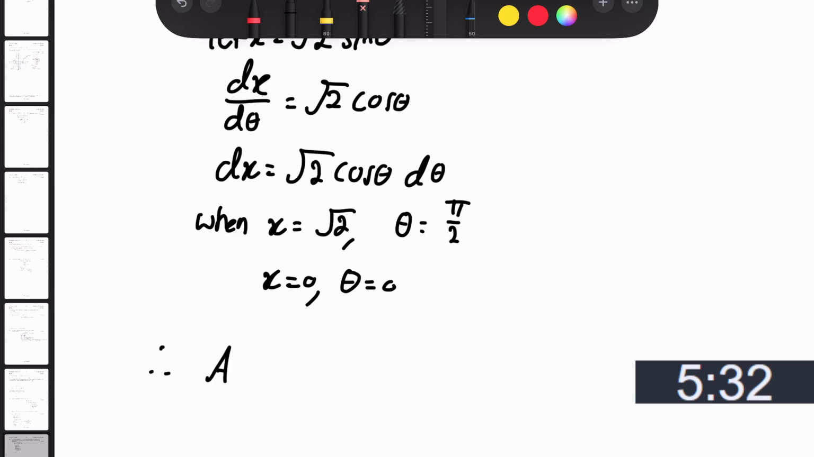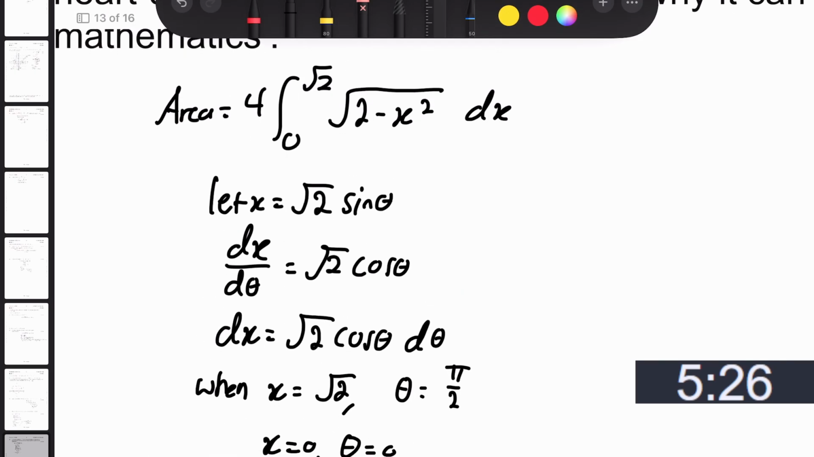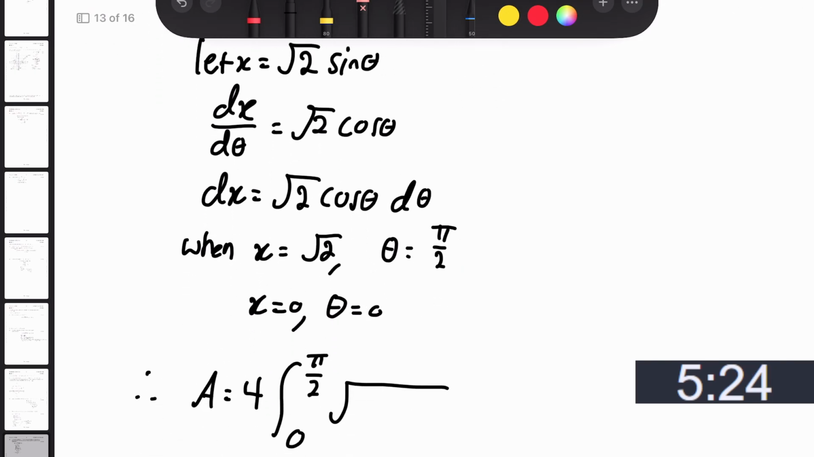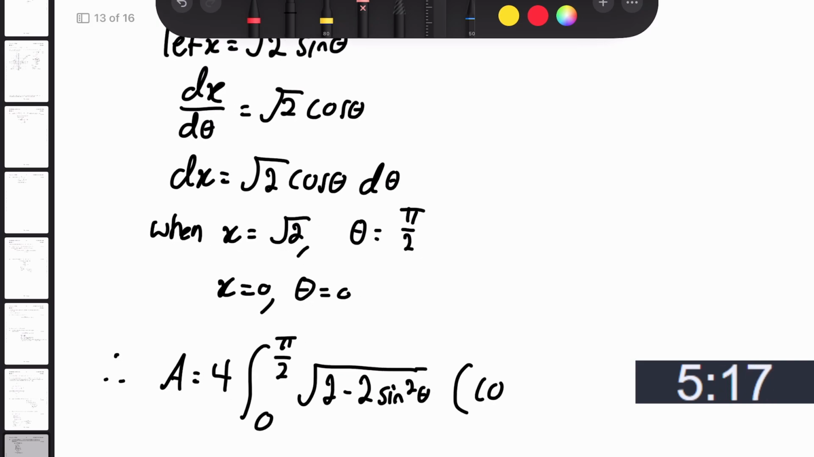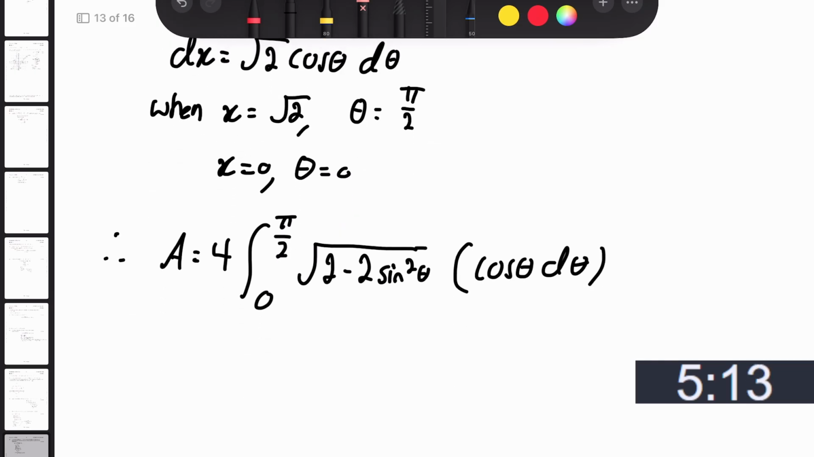Therefore our area is going to equal 4 times the integral from 0 to pi on 2 of square root of 2 minus 2 sine squared of theta, and then here we're going to have cosine of theta d theta, oh wait no, square root of 2.